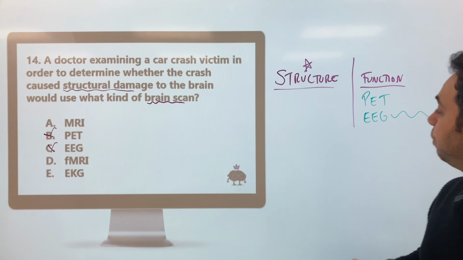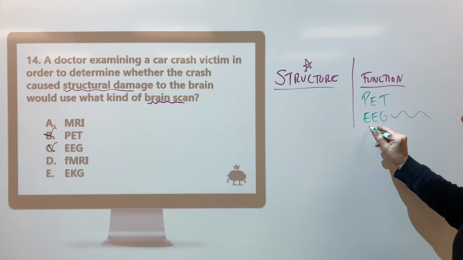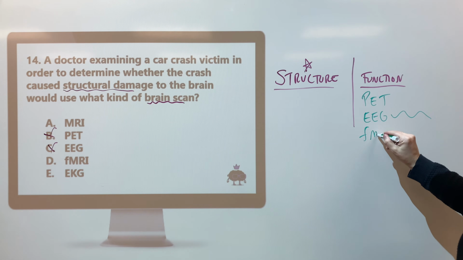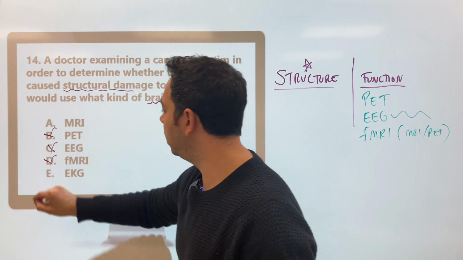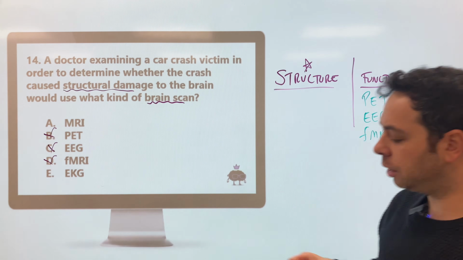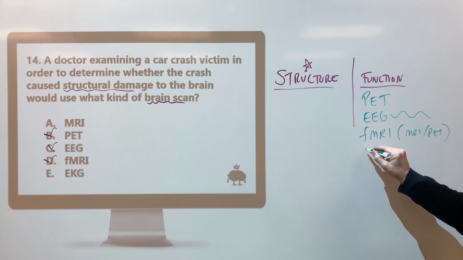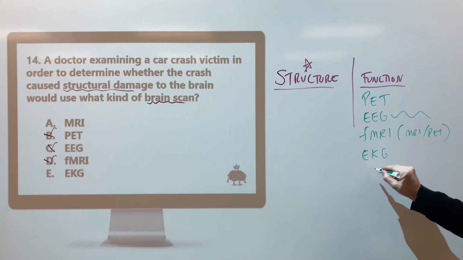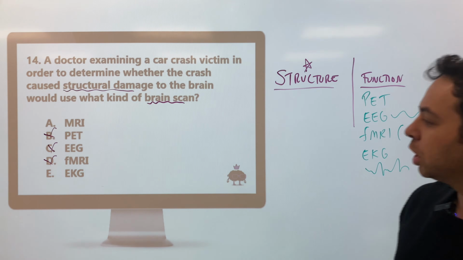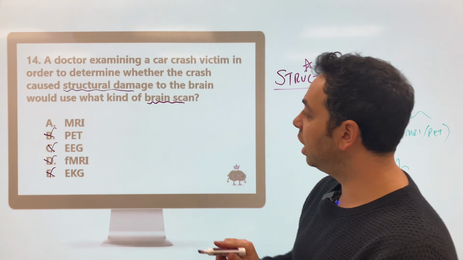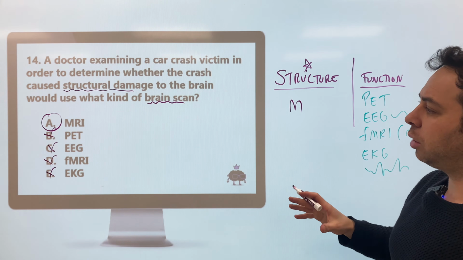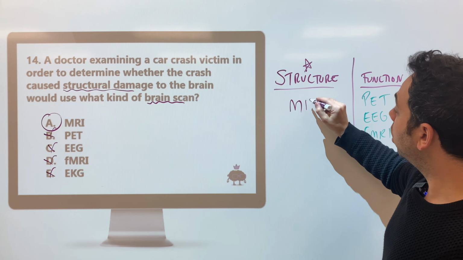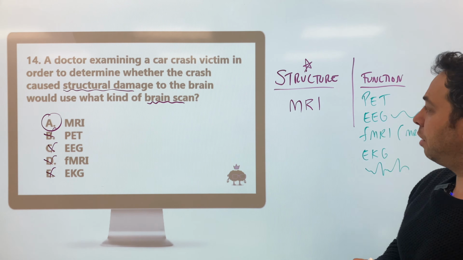All right, what about an fMRI? Well, fMRI is also function, right? Literally has the word in it, functional magnetic resonance imaging. This combines an MRI and a PET scan, so that can't be right. What about letter E? Well, E is not even part of the brain. Letter E measures things in the heart, an EKG. There's a heartbeat. So that can't be right. Which leads us to our answer, A, MRI. The only one, even if you don't know specifically what it's called or what it does, that looks at the structure of the brain.